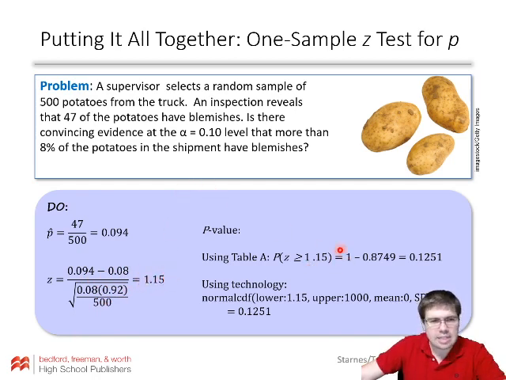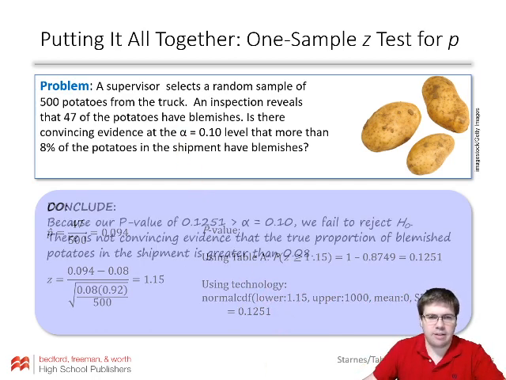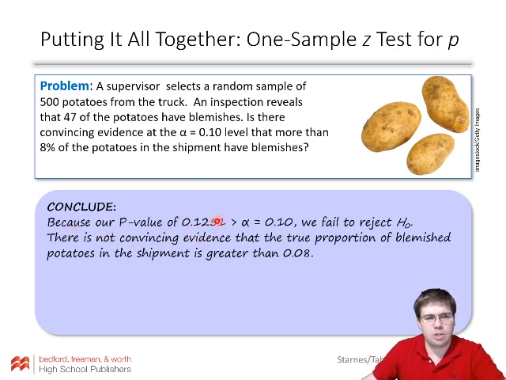You could use your z-table or probability technology, more likely, normal CDF from 1.15 to infinity. With that mean and standard deviation, we get a p-value of 0.1251. So that's our p-value. It's bigger than alpha, so we don't find significant evidence. Because our p-value of 0.1251 is greater than alpha, we fail to reject the null hypothesis.